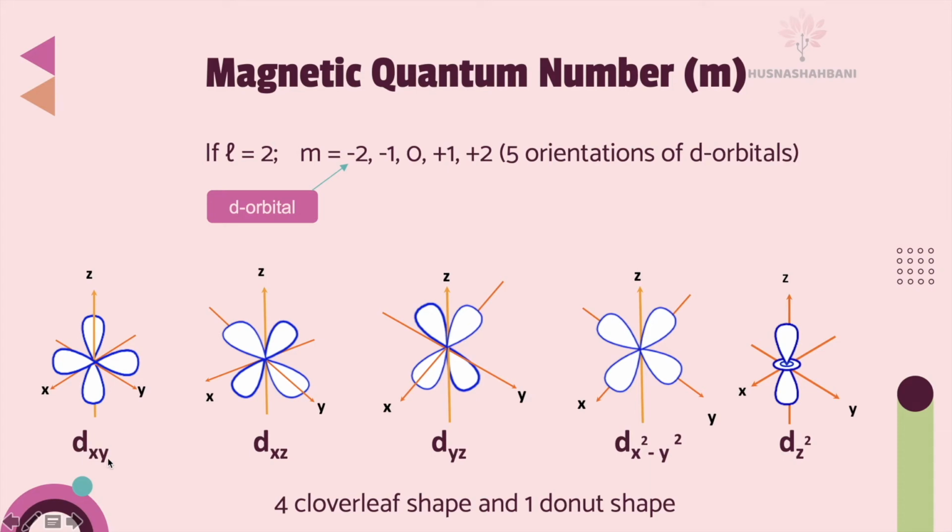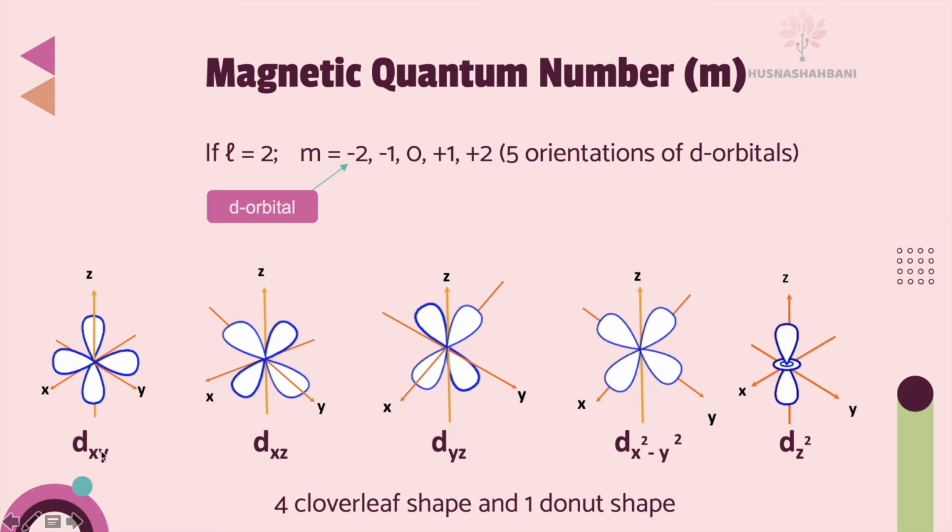For dxy, the lobes form a cloverleaf. At xy, the cloverleaf must be in between the x and y axes. So this is the x-axis, this is the y-axis. There is one lobe in between the x-axis and y-axis, and another lobe in between each pair of axes, so four lobes in total.